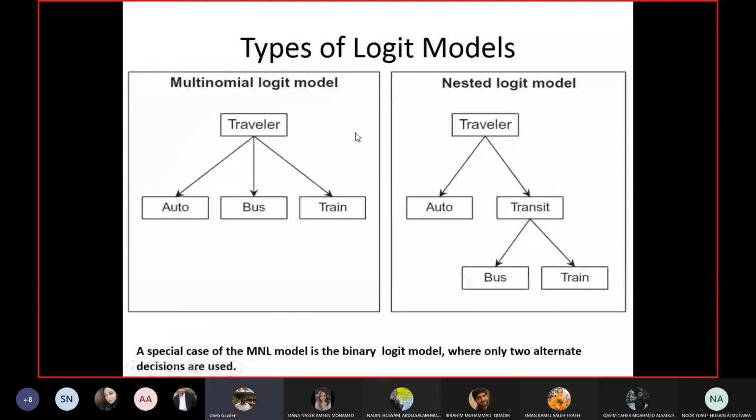Then we have different types of logit models. We have multinomial, and we have nested logit models. The previous one which I showed you was two modes, right? Car and bus. If you have more than two modes, we call it multinomial.